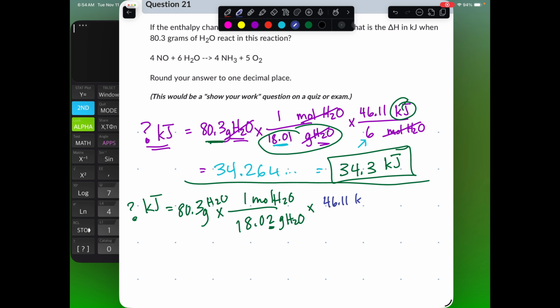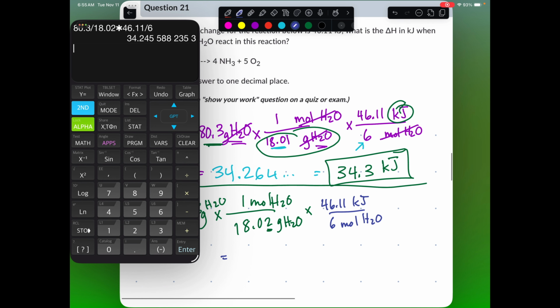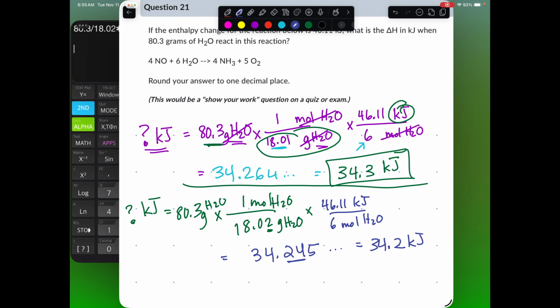It's not going to make a huge difference, but we all know sometimes our grading program is very picky. So let's see what kind of difference this makes. 80.3, I can do the times 1, but I don't have to, divided by 18.02 times 46.11 divided by 6. It is 34.245. All right, so we see the difference here. We get 34.2 kilojoules. We'd round that to 34.2 instead of 34.3.